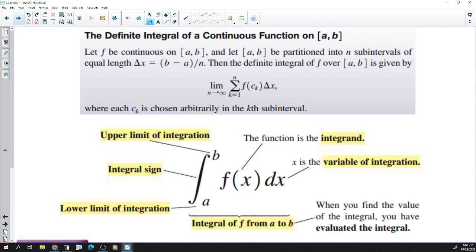And we have lower limit of integration. We have upper limit of integration. This is the integral sign. This is the integrand, or the function we're integrating. And then our variable of integration is x. Now, you say that entire thing, integral of f from a to b.